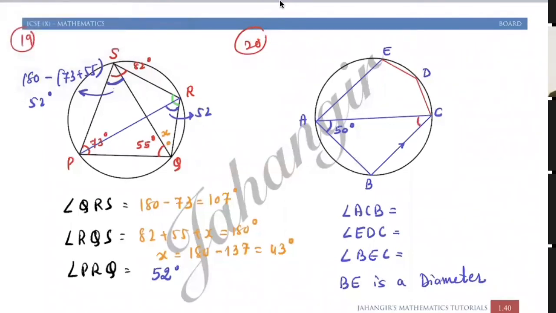ACB is this angle, as we know. AC is the diameter. We wrote it by mistake, that is not to be found, it is to prove. AC is a diameter, but we have to prove BE is also a diameter. So for ACB, C is 40 degree because of the angle sum property of a triangle. Now as you can see, this is again 40 degree. Alternate angle.